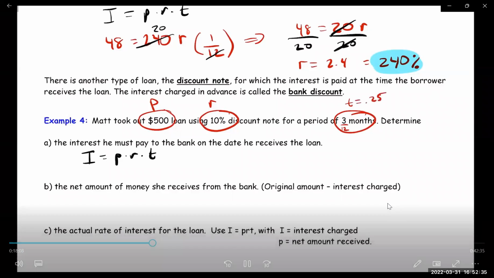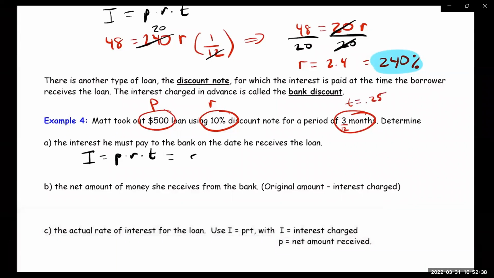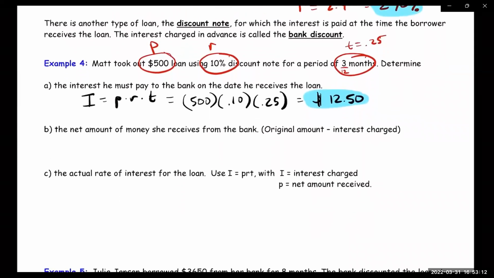All right, so let's find out how much this turns out to be. It's going to be 500 times 0.10 times 0.25, and that is 12.5, which is $12.50. So that's how much he would have to pay to the bank on the date that he receives the loan. All right, let's look at this next one.